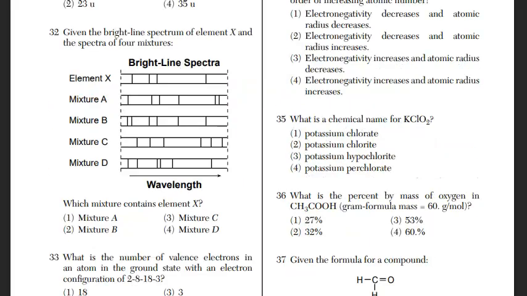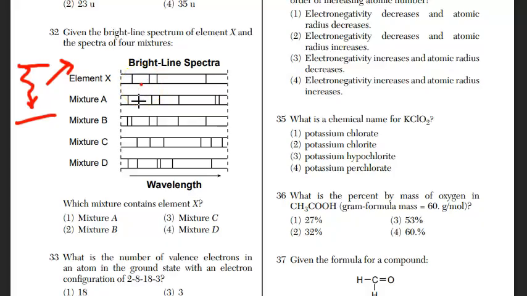For question 32, given the bright line spectrum of element X and the spectra of 4 mixtures, which mixture contains element X? Bright line spectra are the result of electrons for an atom going from the excited state and returning back to the ground state and releasing energy. And if that energy, of course, is in the form of light, we go ahead and we pick that up, and every element's atoms have their own signature, which when we bend the light, we get the bright line spectrum. Literally, all you're doing here is playing the matching game.